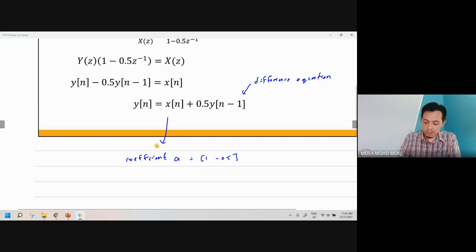What is your coefficient B? So just look at the input sequence, which is this one. So we have only 1. So it is B.